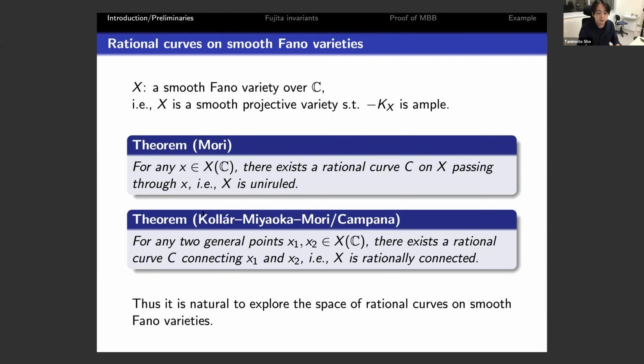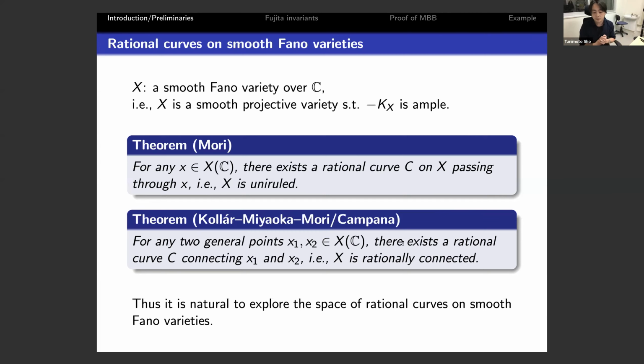Moreover, it was proved by Kollár, Miyaoka, Mori, and independently Campana that for any two general points x1 and x2, there exists a rational curve passing through x1 and x2. In other words, X is rationally connected. These results show that Fano varieties possess a lot of rational curves. This is due to positivity, and these are proved using the bend and break technique and so on. So it is natural to explore the space of rational curves on smooth Fano varieties.